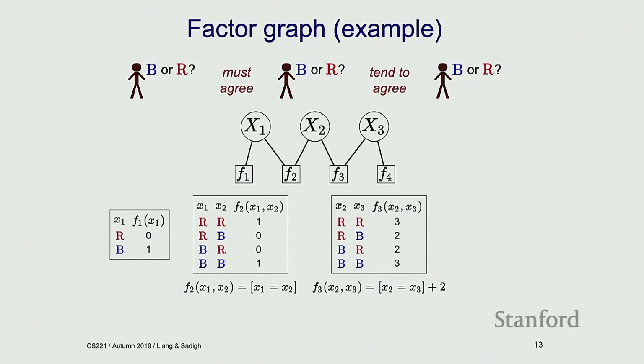And then for the case that x2 and x3 need to be equal to each other, maybe we can do something like an indicator function plus 2. This means that if they don't pick the same thing, I'll still be happy, but if they pick exactly the same thing, I'm going to be even happier. So I'm going to get 3. And then for the last one, similar thing. I prefer the last person to pick red. So I'm going to give a value of 2 to that, and I'm going to give 1 for the case of blue. Okay? So these are my factors.